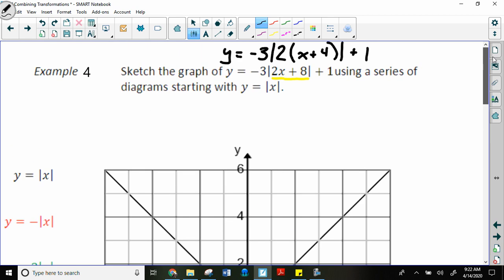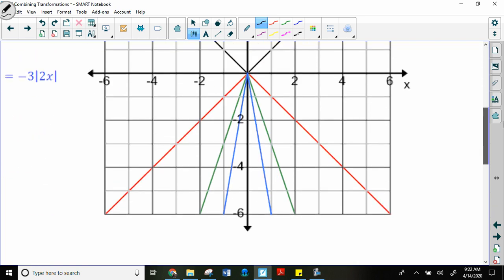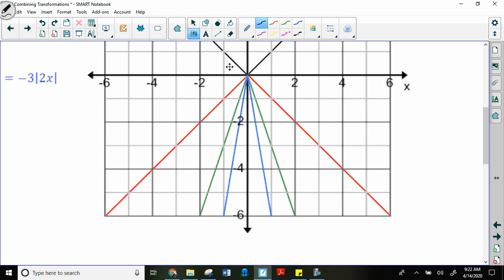Okay. Then we're going to take this graph and we're going to move it horizontally 4 units to the left. If it's +4, we have to do the opposite. So we're going to take all of our x values from blue and we're just going to move them 4 units to the left.